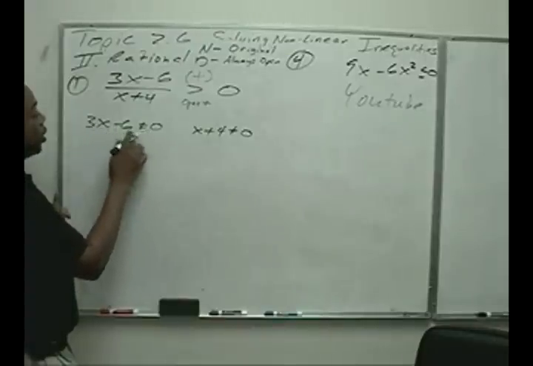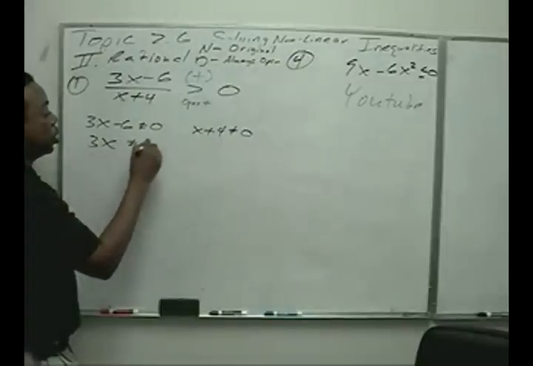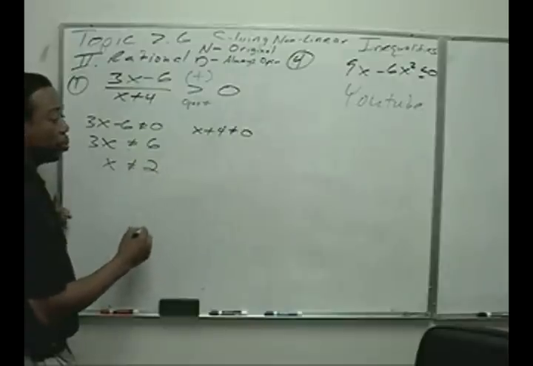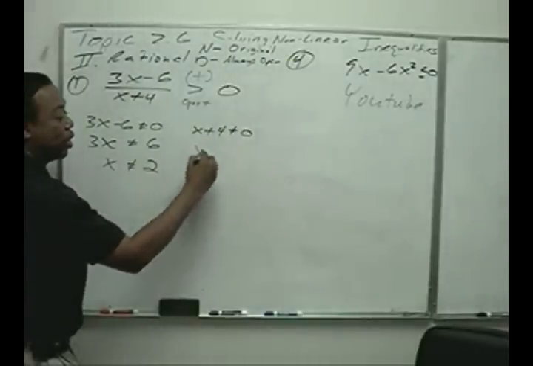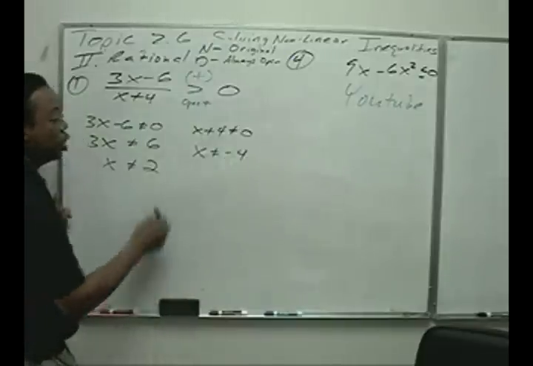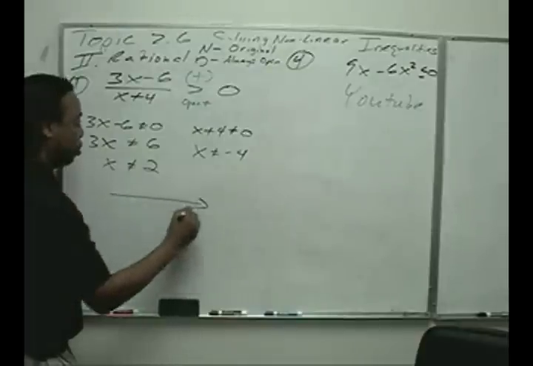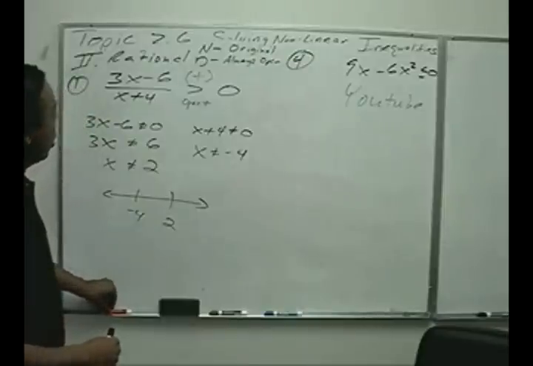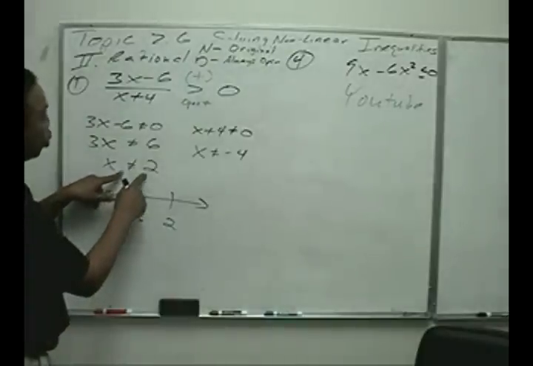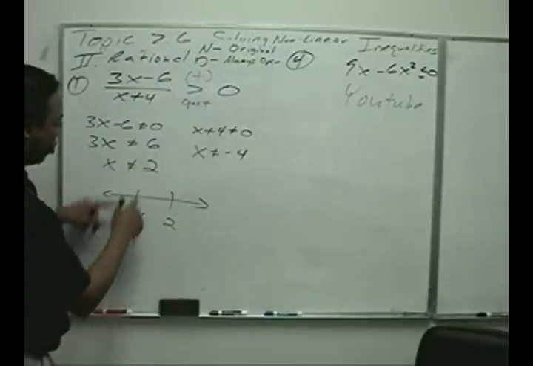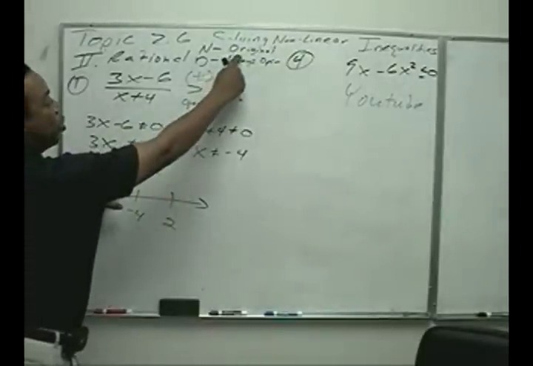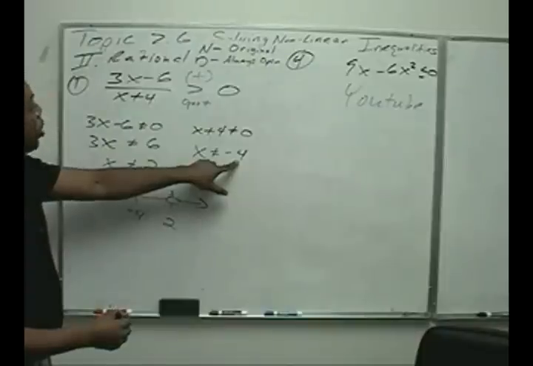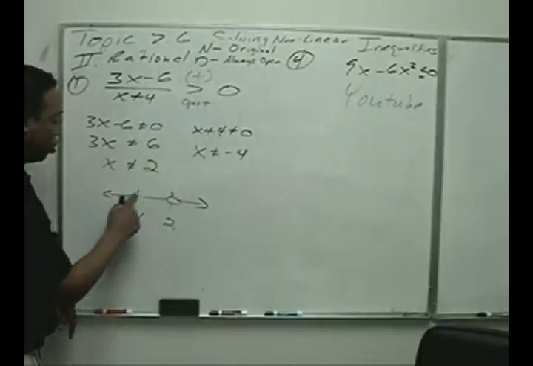Okay, so 3x minus 6 equals 0 implies 3x equals 6, and that implies x equals 2. x plus 4 equals 0 implies x equals negative 4. So those are our two numbers for our number line: negative 4 and 2. Now, the 2 was a part of the numerator, and the numerator follows the original, which is open. The negative 4 came from the denominator, which is always open.